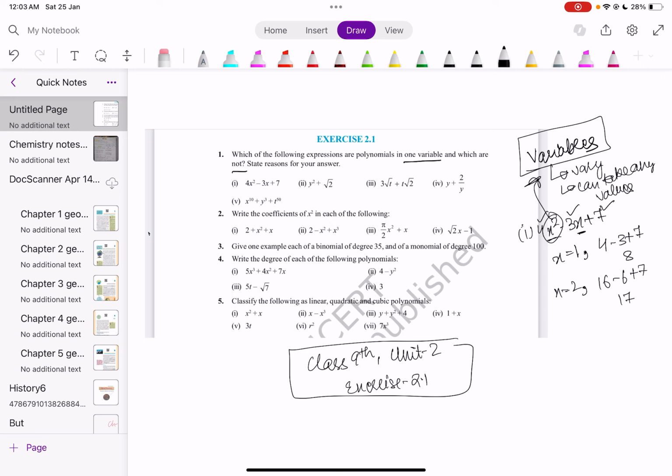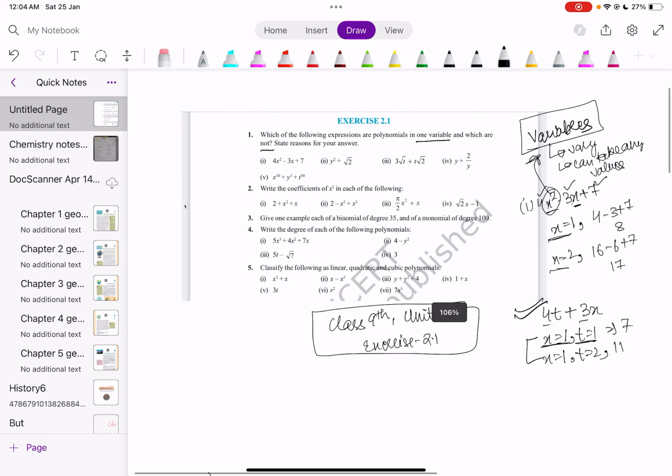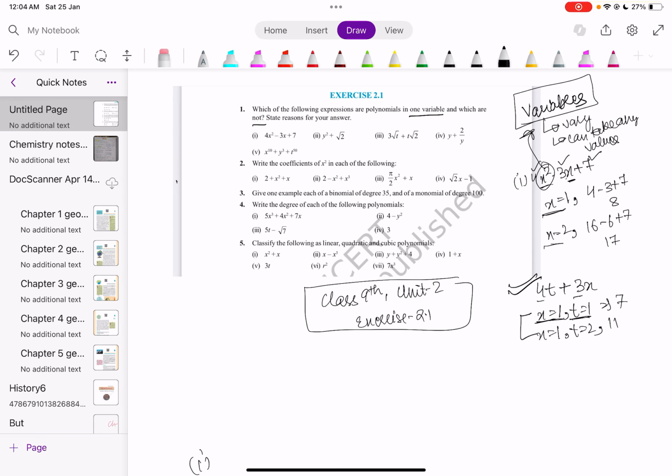Now we need to find out whether the polynomials are in one variable or not. Here there's only one variable x. We are taking values only for x. Suppose it was 4t plus 3x. So 4 and 3 are the same, but we would take x equal to 1, t equal to 1, we would get 7. If we take x equal to 1, t equal to 2, we would get 11. So here two variables are there. x is different, t is different. So this is in two variables and not one variable. So that's how we find out whether the given terms are in one variable or not.